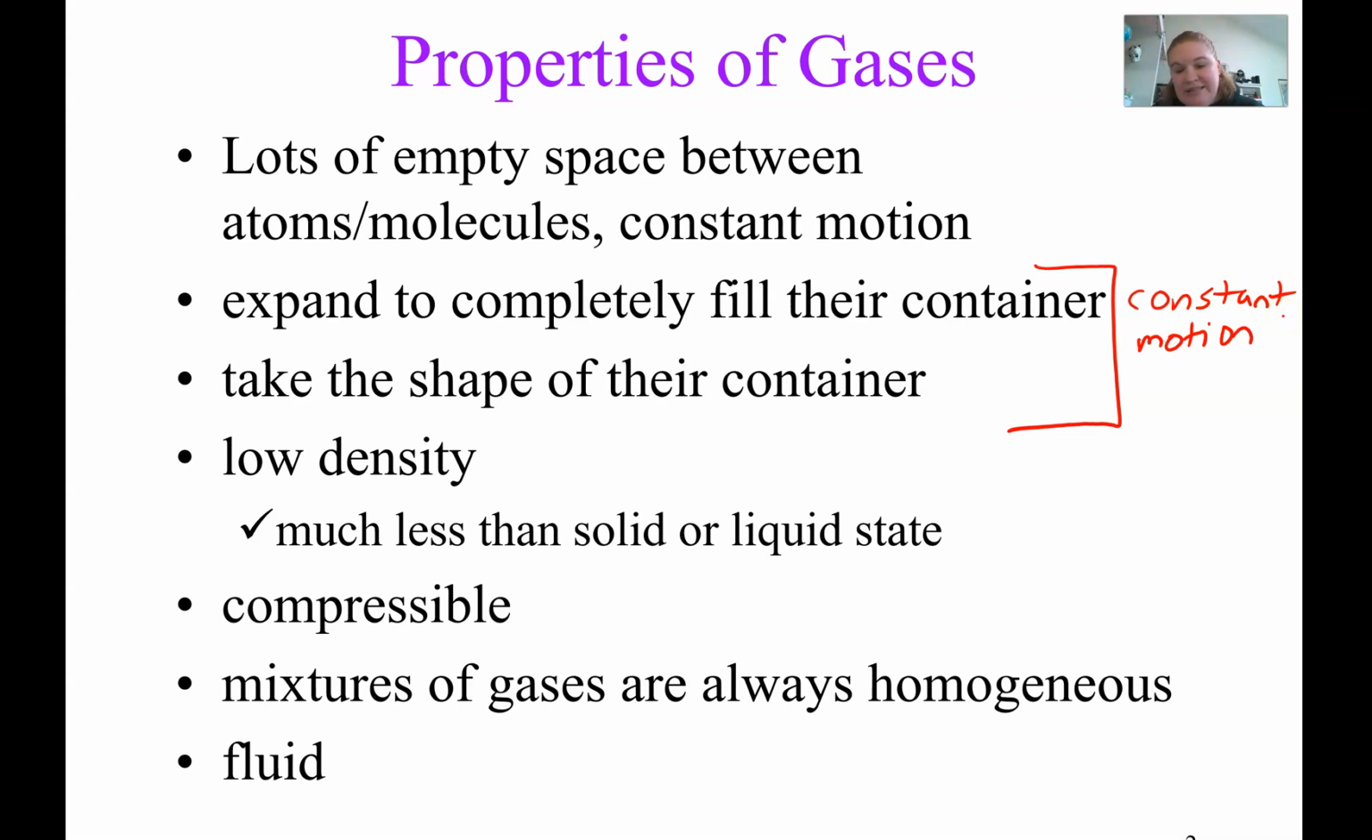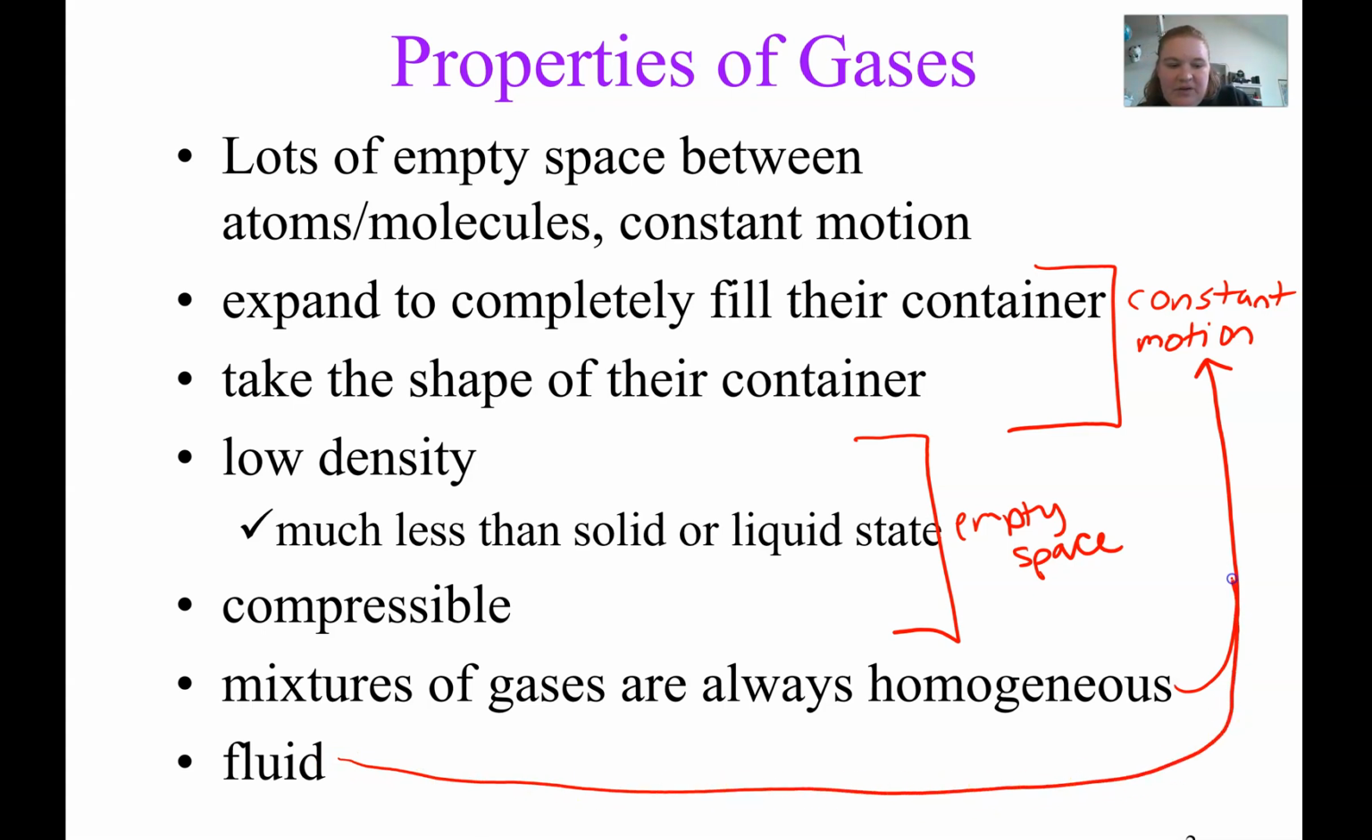They have a low density, especially compared to solids and liquids, and they're very compressible. Both of these are because of the lots of empty space. Whenever we have a mixture of gases, it's always homogeneous, and that's again because of their constant motion. And they're fluid, meaning they can flow through a container. If we pop a balloon, the gas flows out. That fluidity is also because of that constant motion.